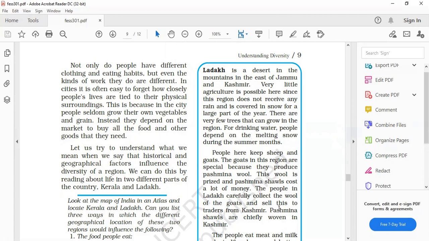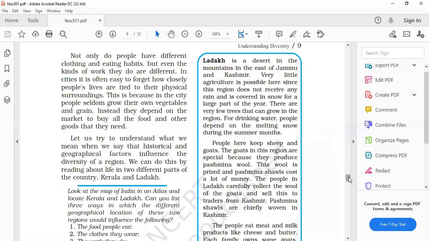The next paragraph you will know about the pashmina shawls and pashmina wool. In this paragraph you will get a question like why pashmina shawls are so expensive. Here is the answer: we get this wool from a special sheep, the goats found in the Ladakh region. So here is your answer, that is why pashmina shawls are very expensive.